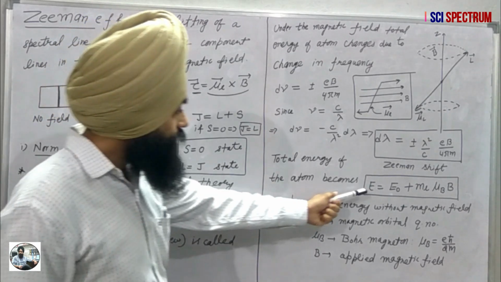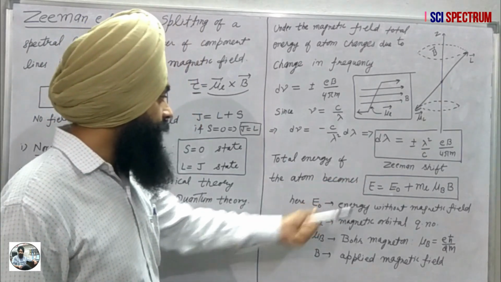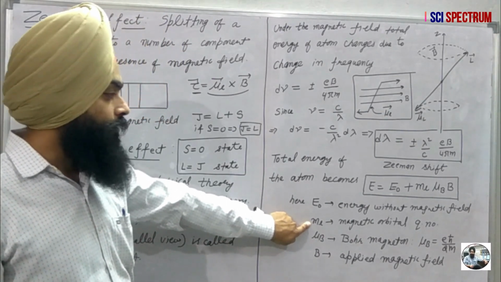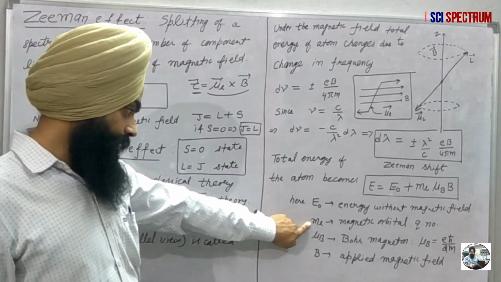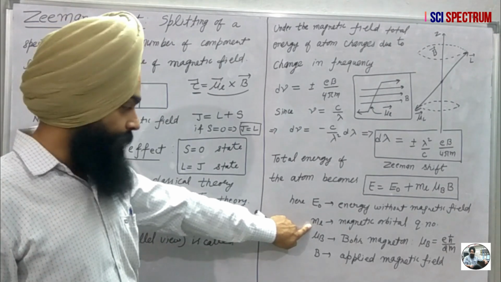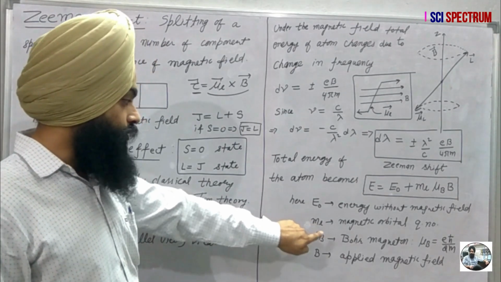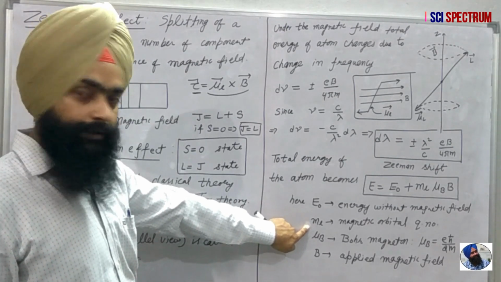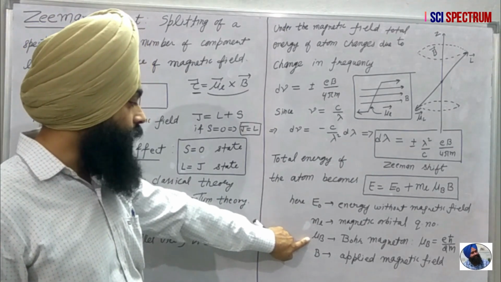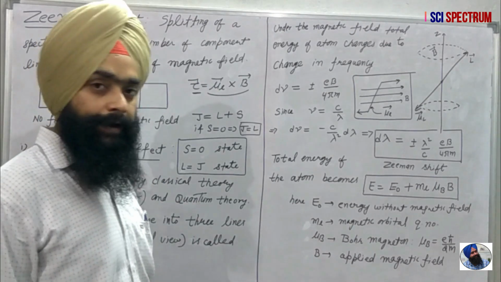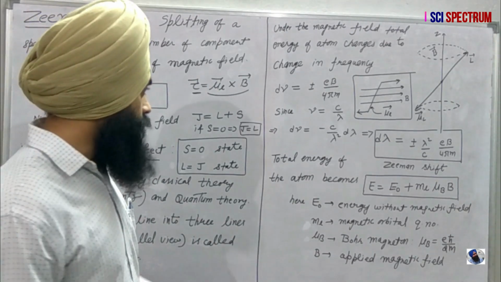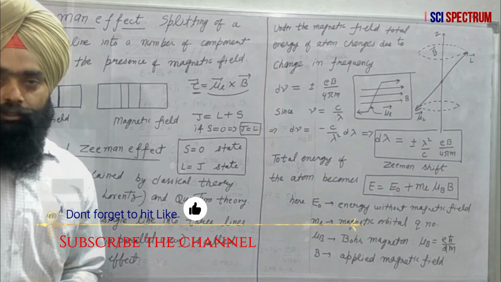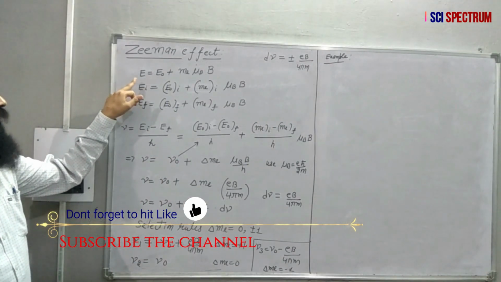Here we have already explained in the previous lectures that m_l is the magnetic orbital quantum number. If you want to understand the value of m_l in more detail, you can find it in our quantum mechanics lecture on quantum numbers. This is the Bohr magneton and this is the applied magnetic field. So let us discuss the Zeeman effect according to these conditions. We have written the two formulas here.